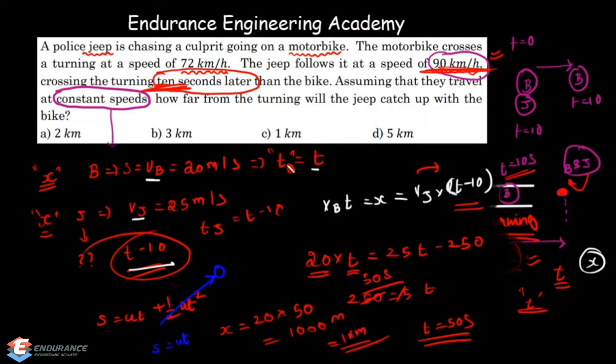One small logic you need to understand: since Jeep is lagging by 10 seconds, the distance the motorbike is covering in t seconds, the same distance Jeep should cover in t minus 10. I'm very sorry, t minus 10. That is the only logic in this question. If you understand that, this question is done.